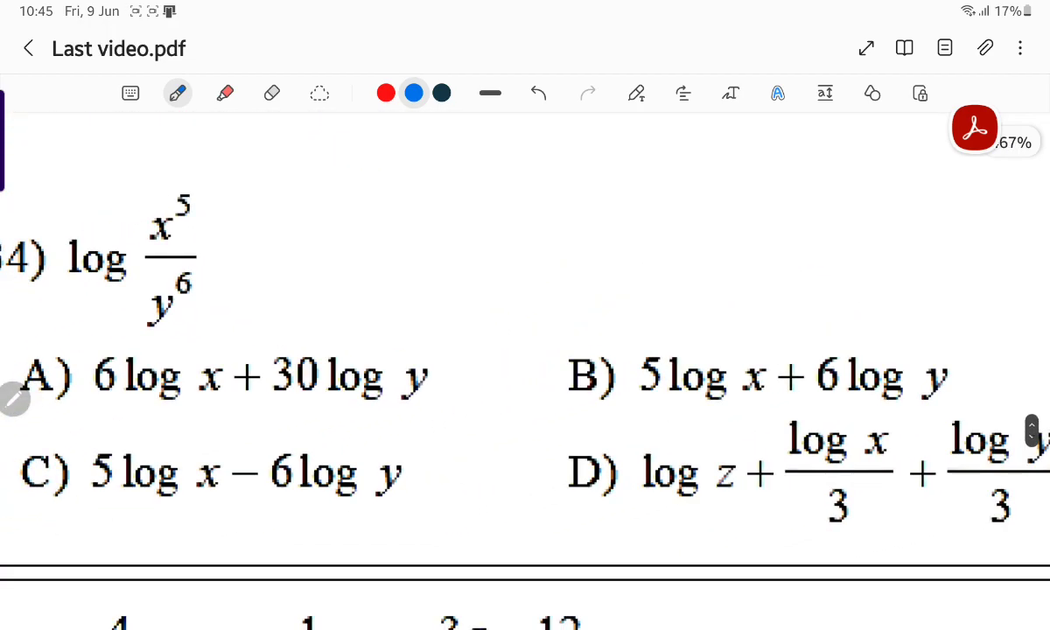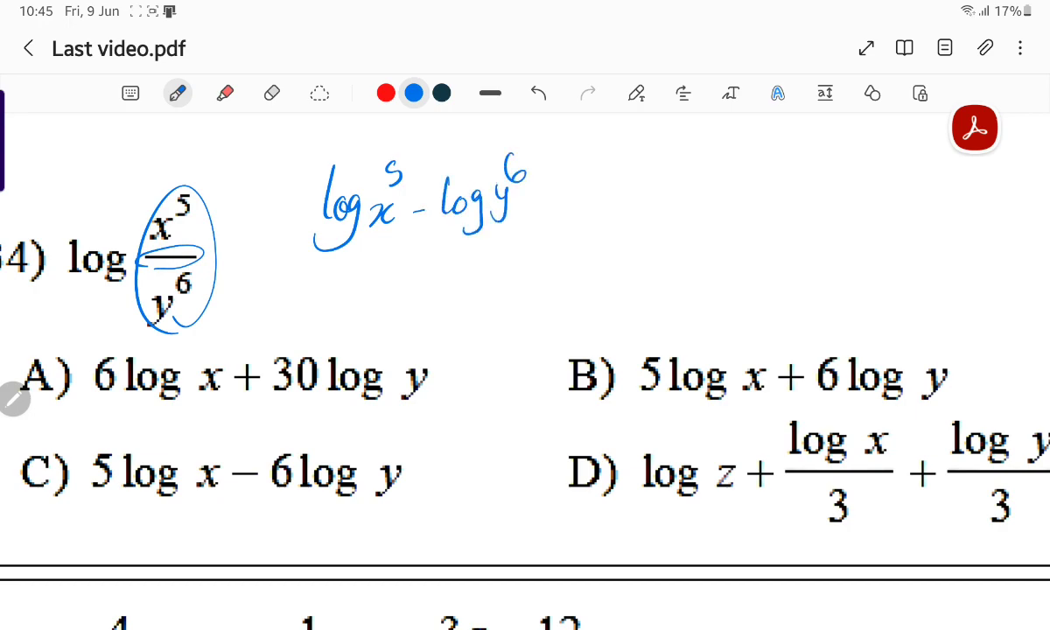When we divide, we can distribute this log, but in case of division we subtract. So it's log x power 5 minus log y power 6. How to know this? This is also in the formula sheet.